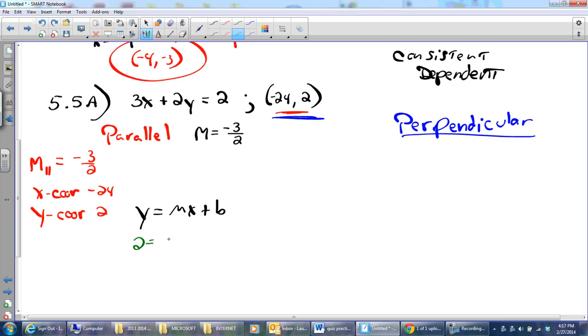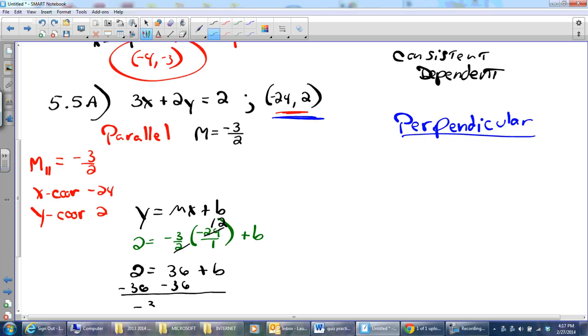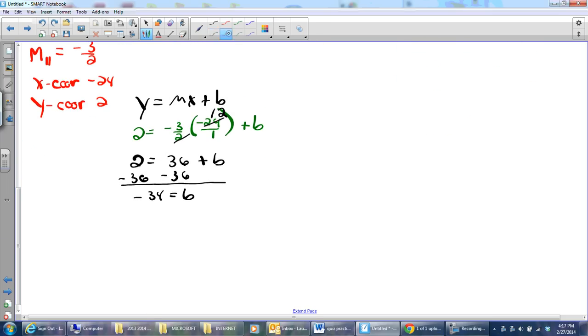2 is going to equal negative 3 over 2 times negative 24 over 1 plus b. And when I do this here, the 2 will go into 24 12 times. I'll have negative 3 times negative 12, which is positive 36 plus b. I'll subtract 36 from both sides, and I'll get negative 34 equals b. So now I know the slope and I know the y-intercept. I can write the equation. y equals negative 3 over 2 x minus 34.